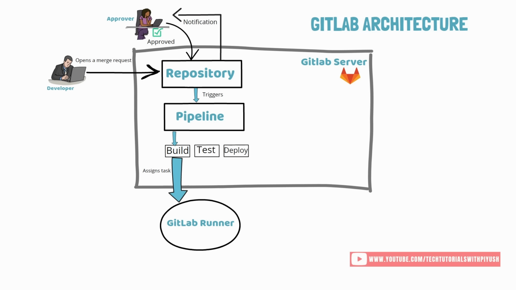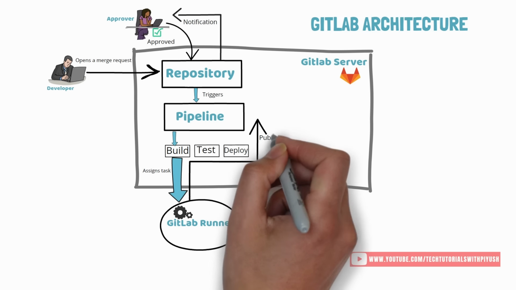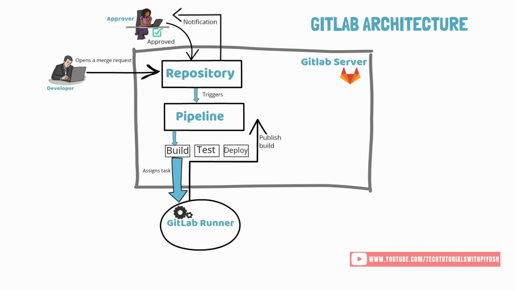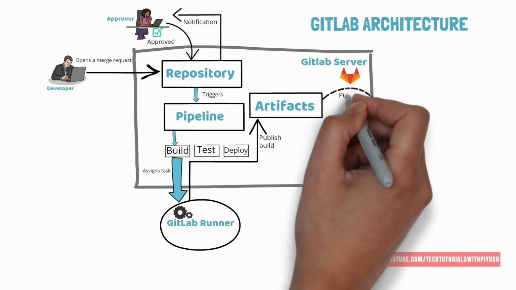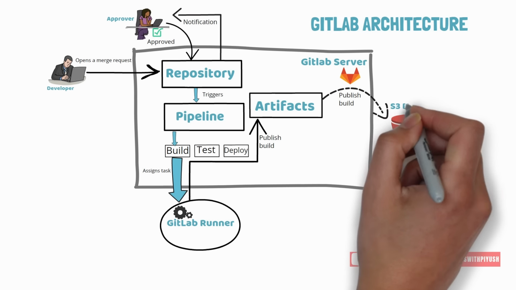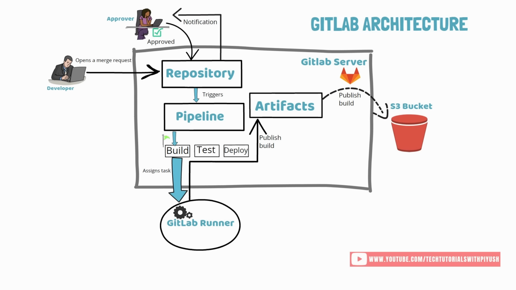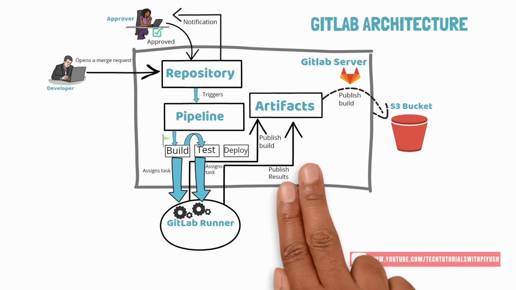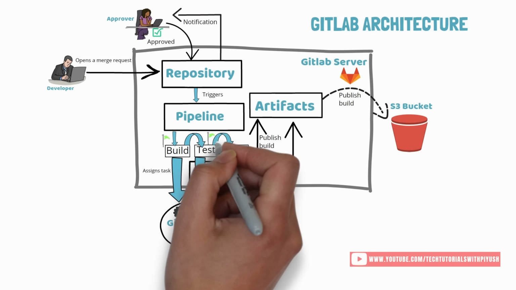The jobs get assigned to the GitLab runner, which is the application that runs the job. It then executes the job and publishes the build artifacts to the artifacts as well as to the S3 bucket. This completes our first stage, which is build. Then it triggers the next stage, which is test. Job gets assigned to the GitLab runner, which then runs the test cases and publishes the test results to the artifacts or whichever location we have specified. This completes our second stage, which is test.